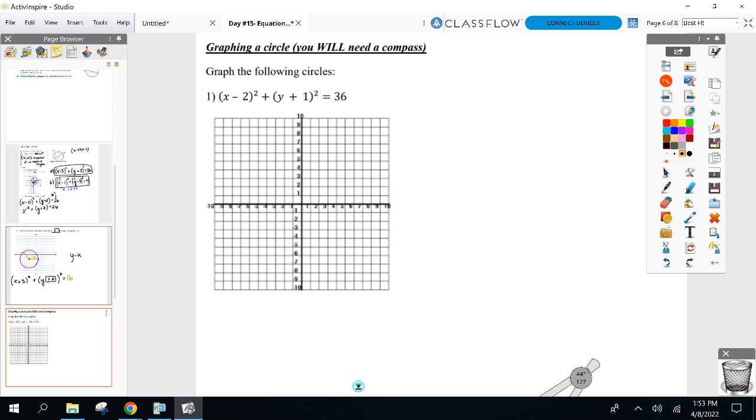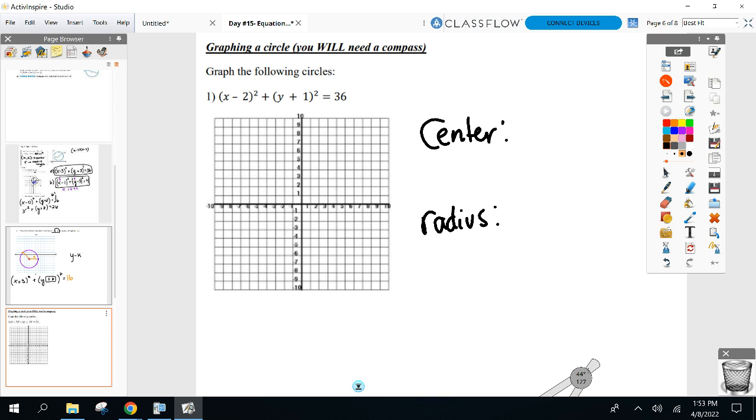I will give you the equation. You graph it. So you're going to need to give me 2 things from the equation. What's the center of this circle? And what's the radius? Just by the equation alone. So let's do this all as a class here.